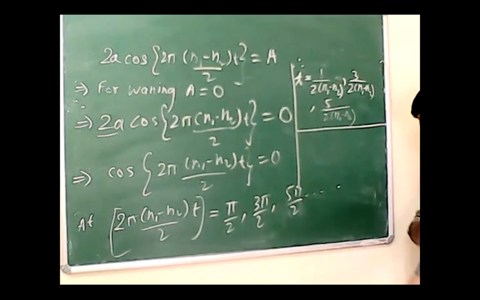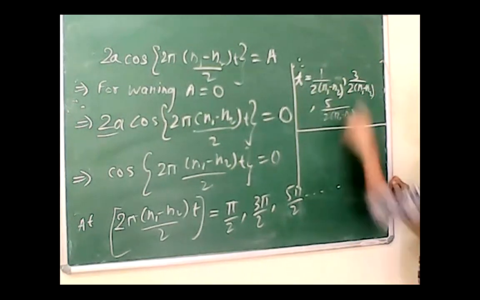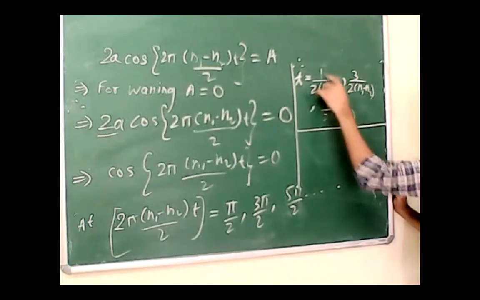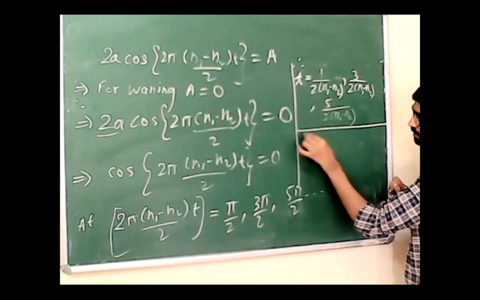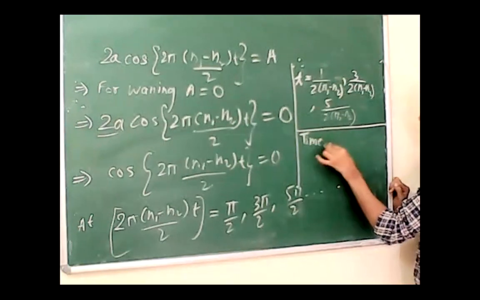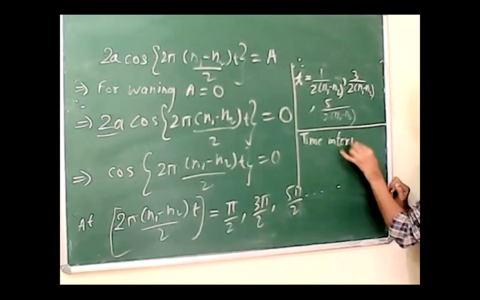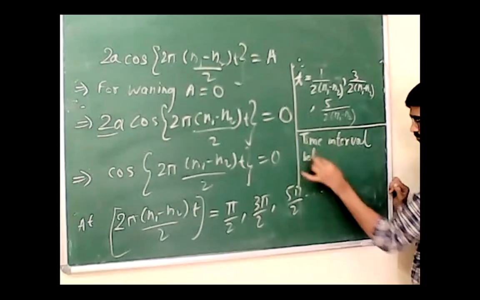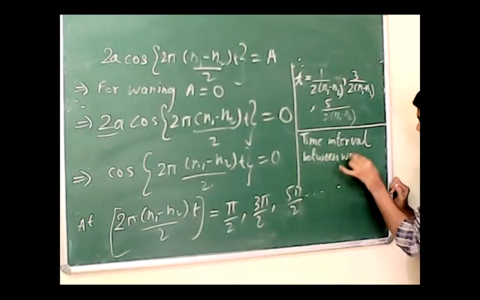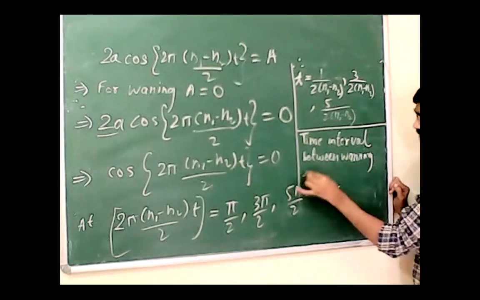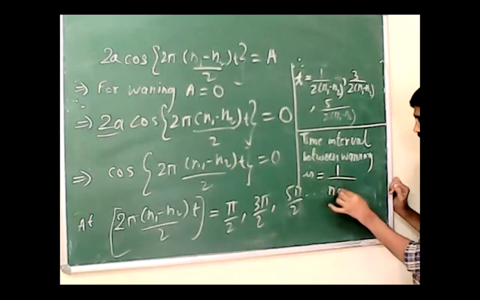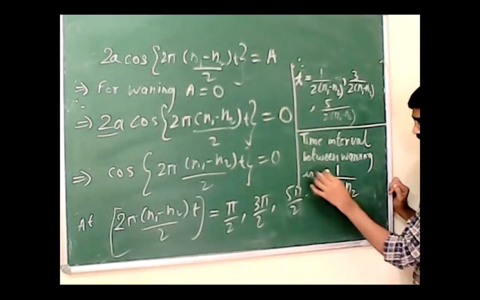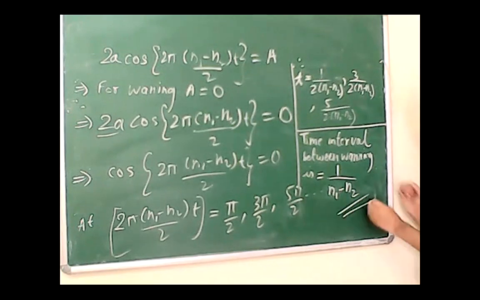Okay, if we subtract one from another, like subtracting this from this, 3 minus 1 will give you 2. This 2 and the upper 2 will get cancelled, so the time interval between two waning conditions is again 1 upon n1 minus n2. So for both the time interval is the same, that is 1 upon n1 minus n2.